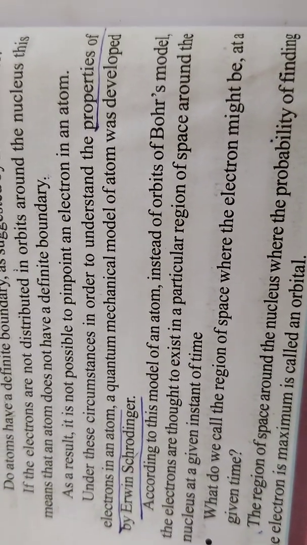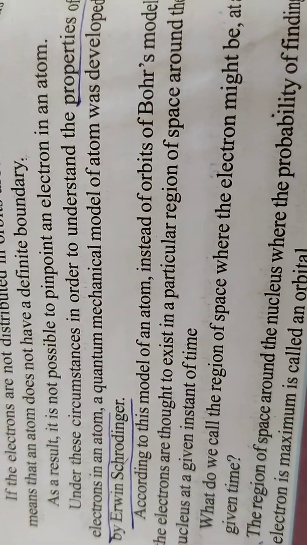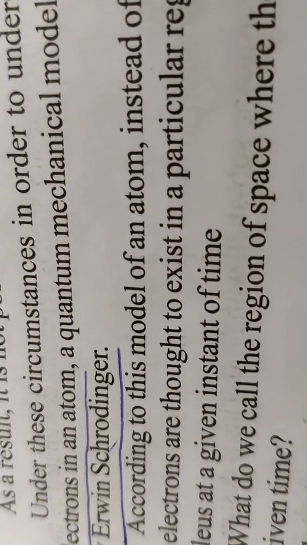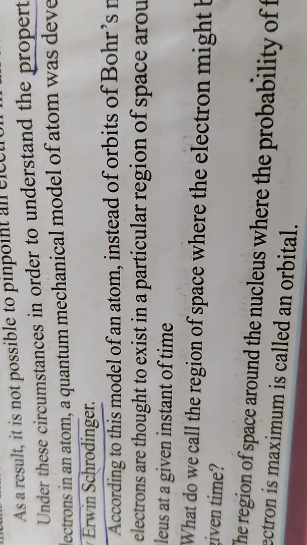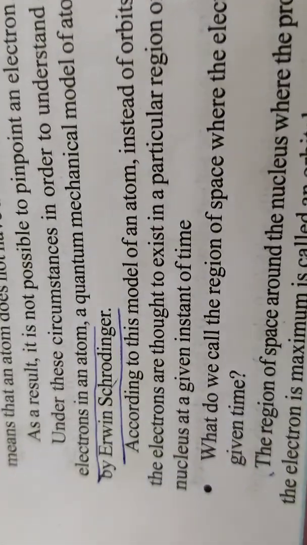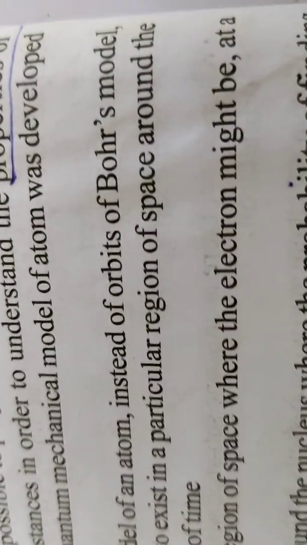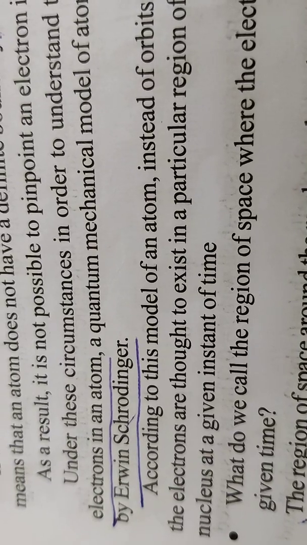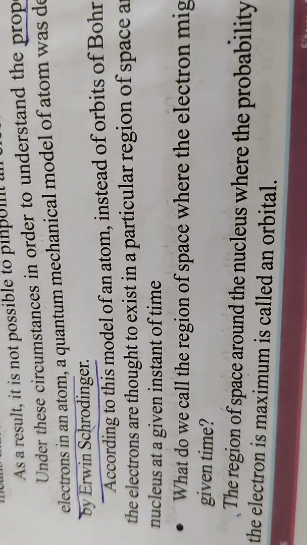In order to understand the properties of electrons in an atom, the quantum mechanical model of the atom was developed by Erwin Schrödinger. According to his model, instead of the orbits of Bohr's model, the electrons are thought to exist in a particular region of space around the nucleus at a given instant of time. That is known as an orbital.